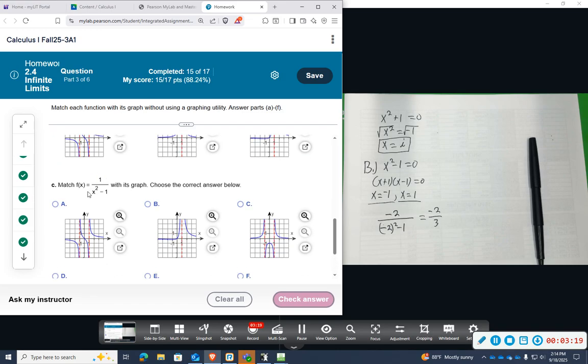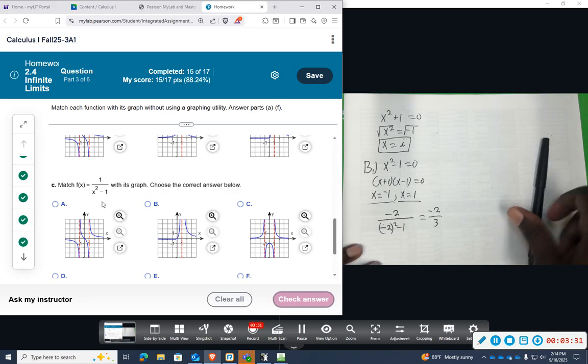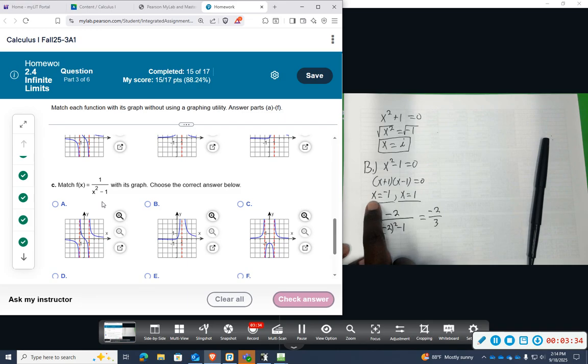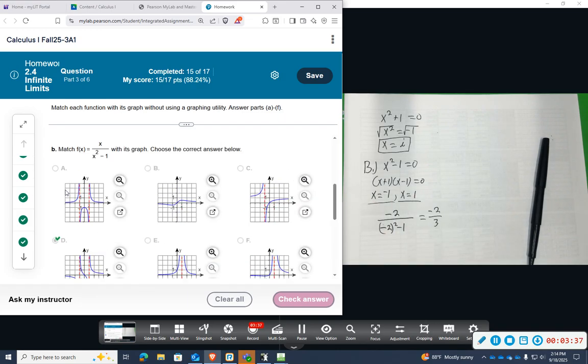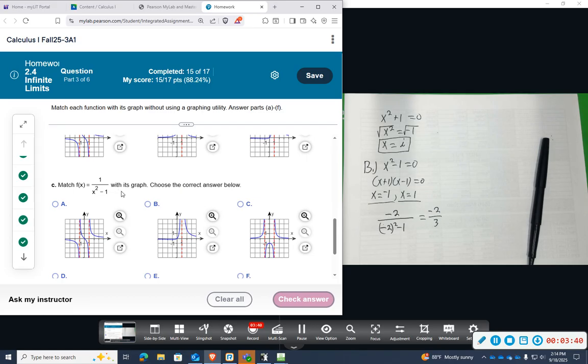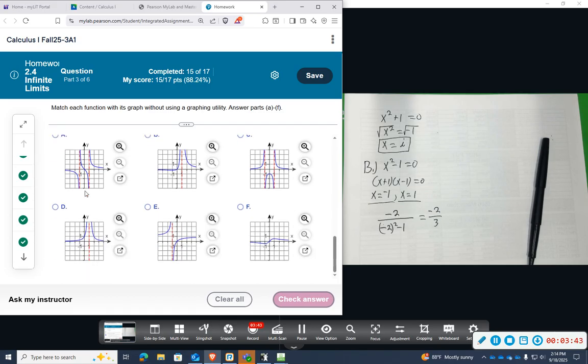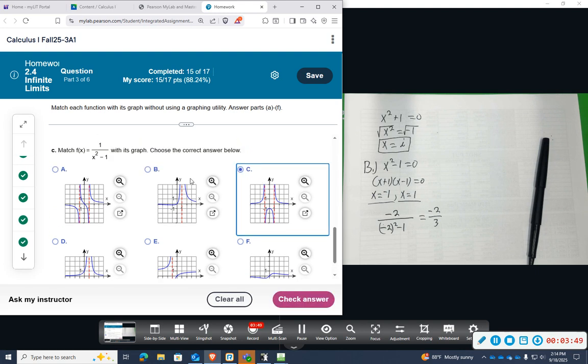For C, we have 1 over x squared minus 1. The difference here is that we had the x on top, and here we don't. This is going to be almost the same, so we still have 2 vertical asymptotes at x equals 1 and negative 1. And it looks like all of these graphs are the same. We've already used this one, and the only other one that had the 2 asymptotes in this case was graph C. And again, we can plug in a point if you want to. Let's say 2. Just plug in a positive 2. We should get a positive number. You plug in a positive 2, you get 1/3, and that looks pretty close.